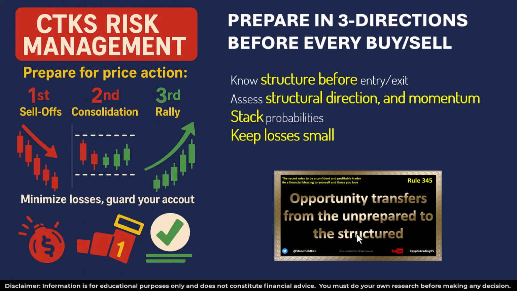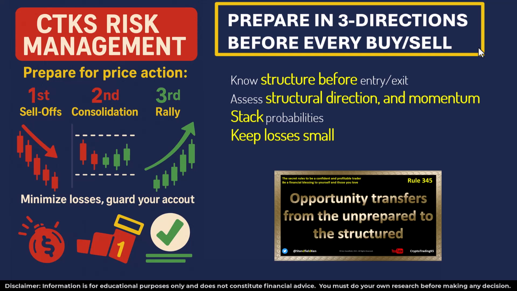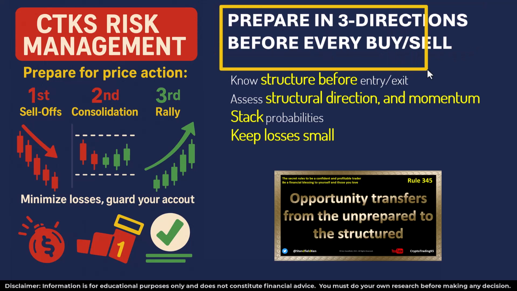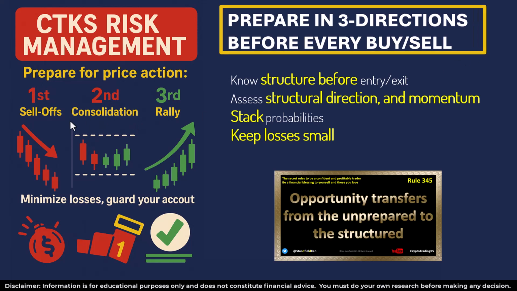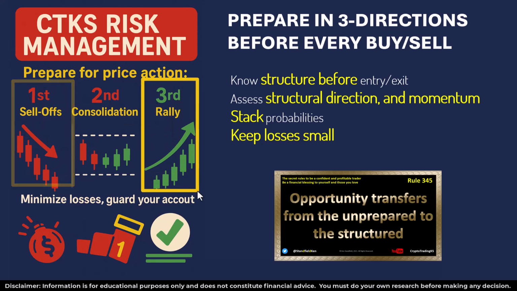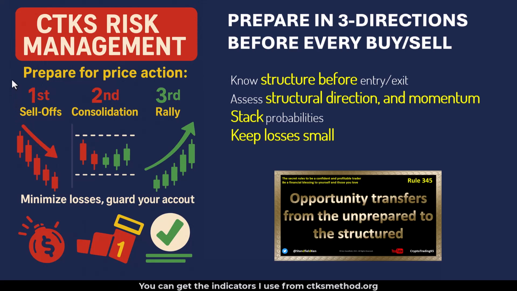CTKS traders and investors do something very, very specific, something that other people just simply do not do. They prepare in 3 directions before every single buy and sell, and they do it in a very specific order. First, they prepare for price action that goes against their position. I'm just simply assuming that people buy low and they want to sell high. If you were shorting, you would do the opposite. You would say, what happens if this goes against me? So let's just take the long angle.